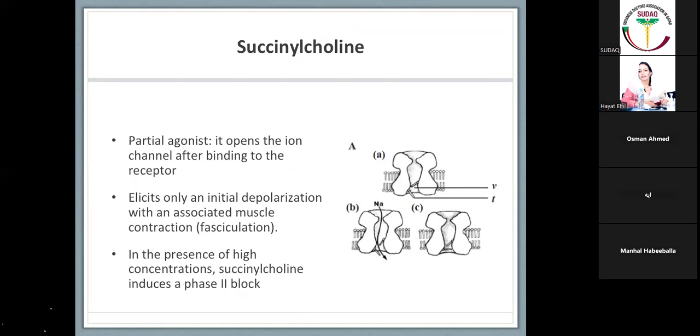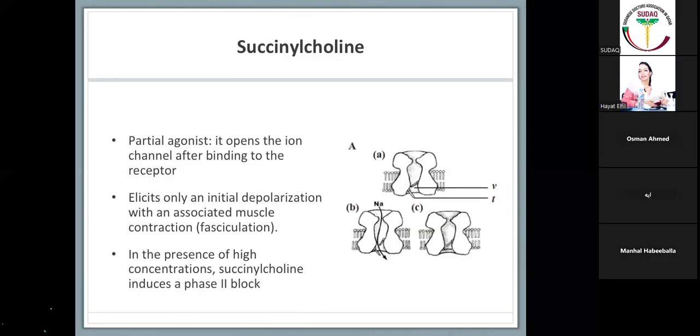So basically, it elicits an initial depolarization, and the thing which is quite specific to succinylcholine is that it causes fasciculation, a small contraction of the muscle. And that we call fasciculation. And it has something to do also with the pre-junctional acetylcholine receptor. The two quaternary ammoniums bind to the 2 alpha subunits of one nicotinic receptor, and then depolarization will happen. This corresponds to phase 1 block.